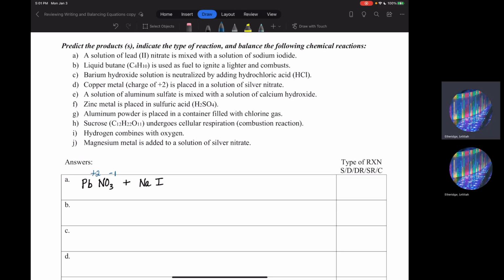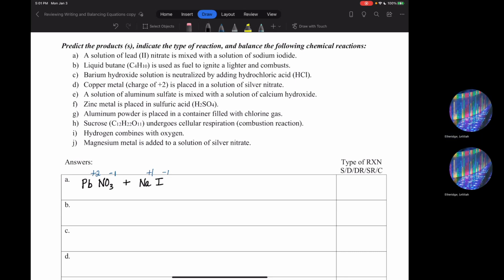Same thing over here. Let's go with sodium. Sodium is going to be one of those group 1 elements, so it's going to have a charge of +1. And then iodine is going to be a halogen. They all have charges of -1. This should give you an idea of what your charges should be.